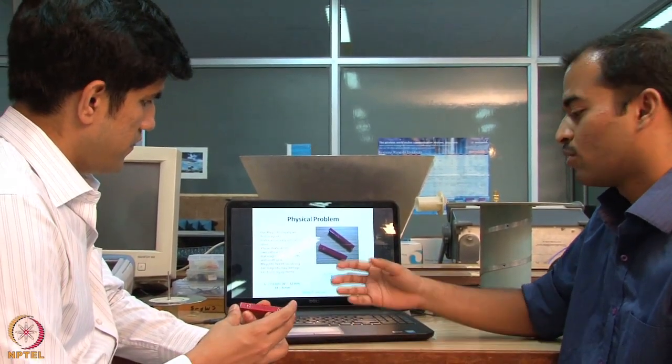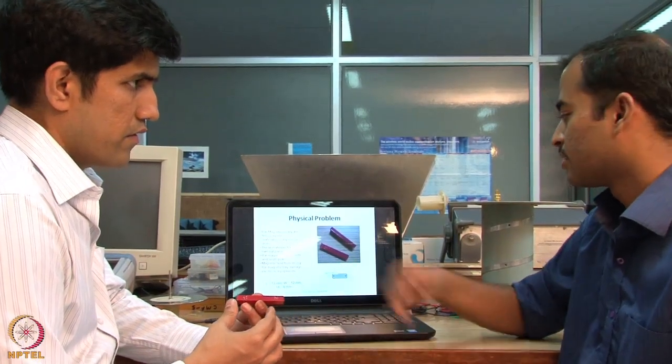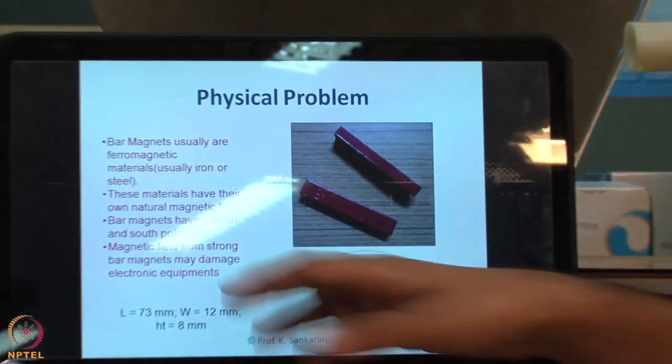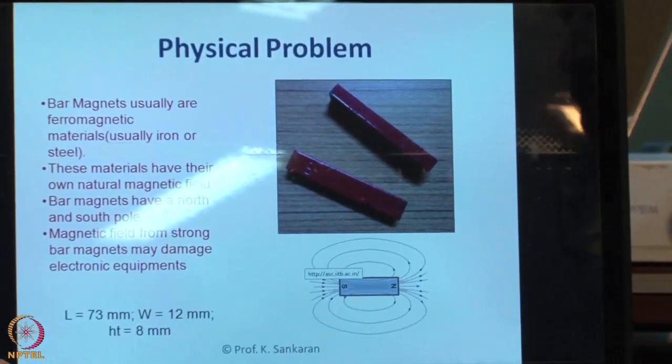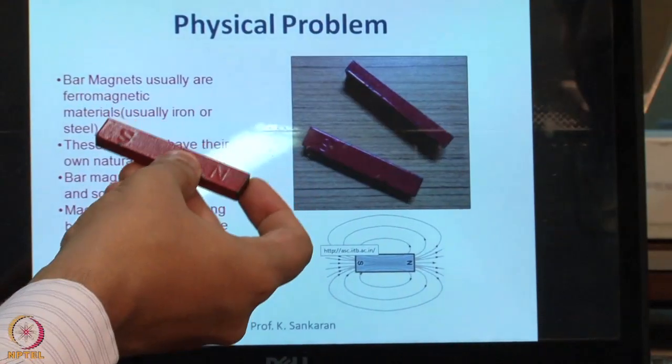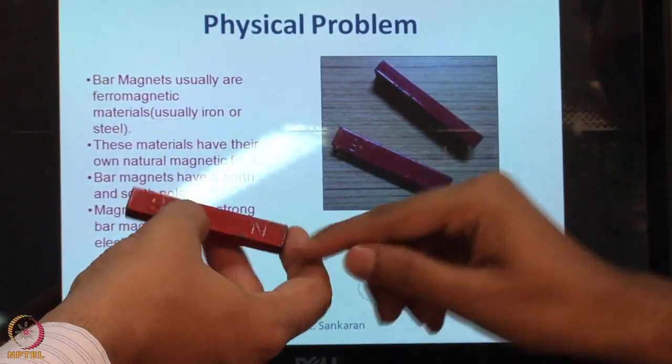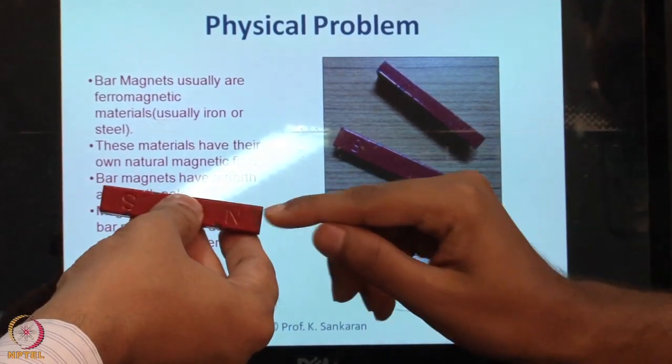So the magnets we have here are alnico magnets, which have a length of some 73 mm, a width of 12 mm and a height of 8 mm. So for this particular magnet, you have taken the length as the actual length, 73 mm, the width 12 mm, and the height 8 mm.